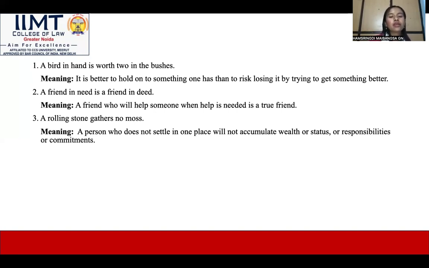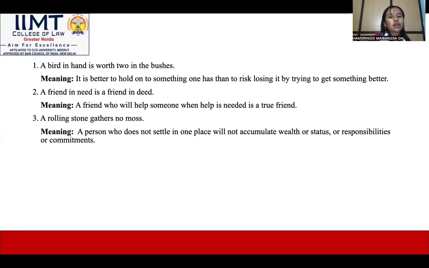The next one is a rolling stone gathers no moss. So a person who does not settle in one place will not accumulate wealth or status or responsibilities or commitments. Just like a stone, when it is in one place for a very long time, it gathers moss. So it is a metaphor for when a person is situated in a place, he or she develops relationships in that place, responsibilities, wealth, or status.